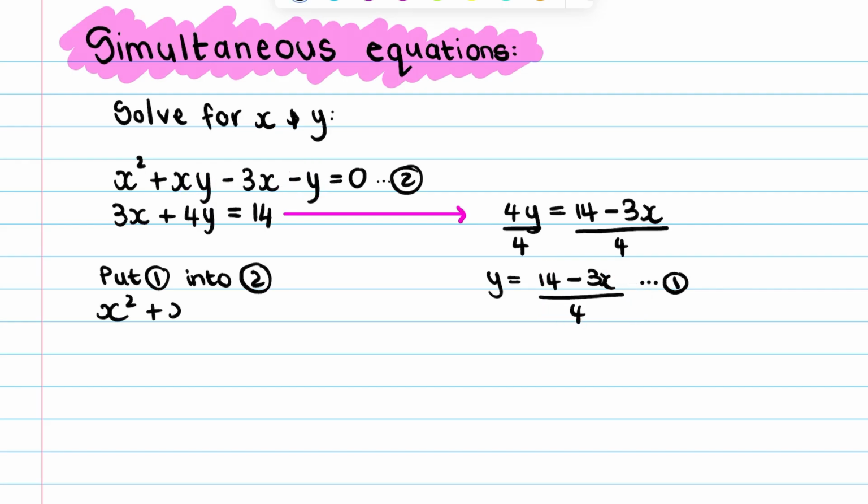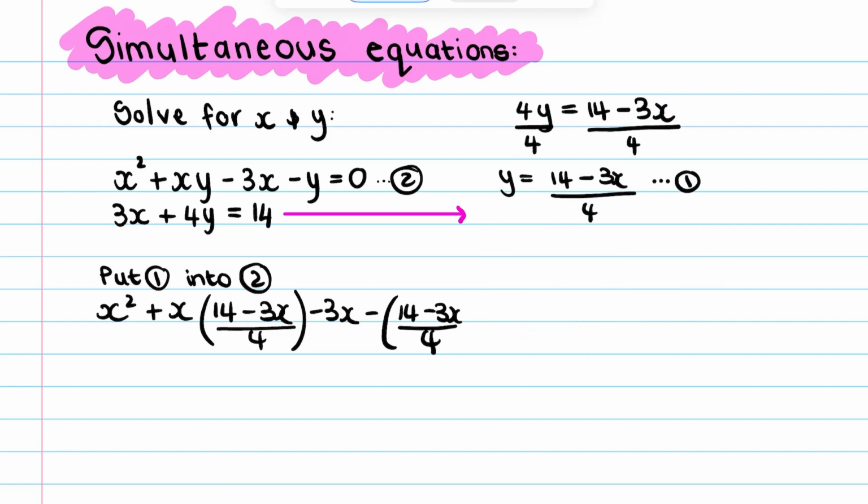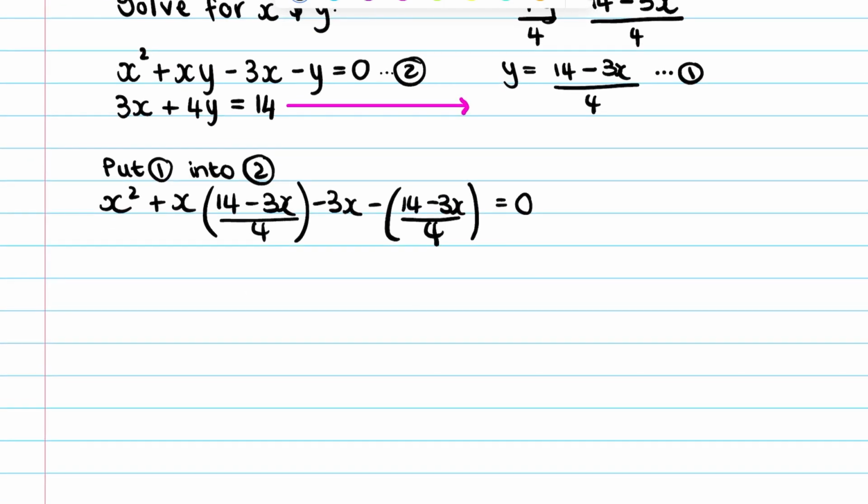So I'm going to have x squared plus x times y, where I'm substituting (14 minus 3x) over 4, minus 3x minus y, which again, I'm substituting my (14 minus 3x) over 4. I am running out of space here, so let me just move this bad boy up here. Okay, close my bracket is equal to 0. I'm going to move up here a little bit.